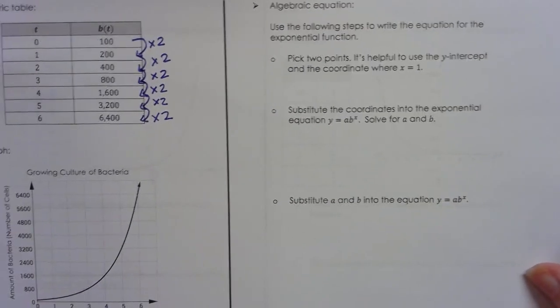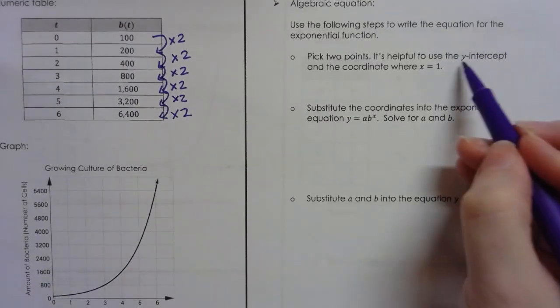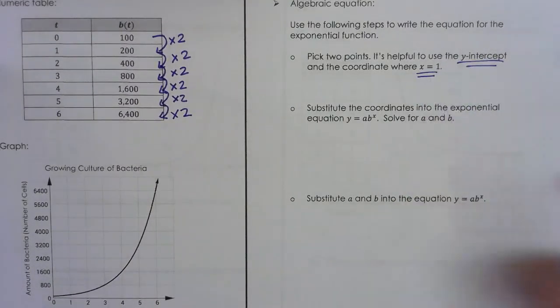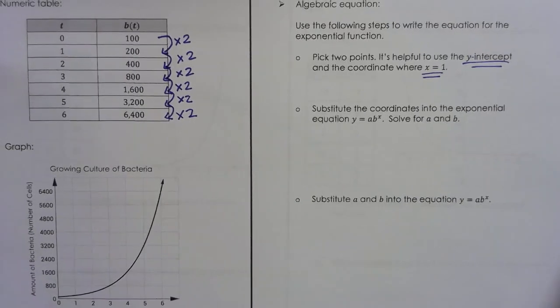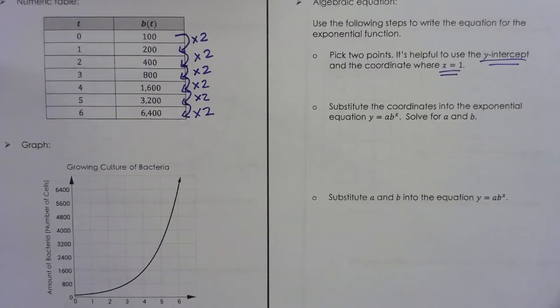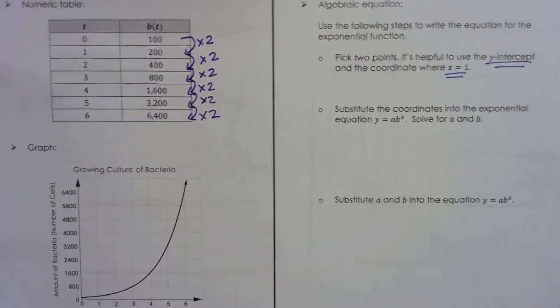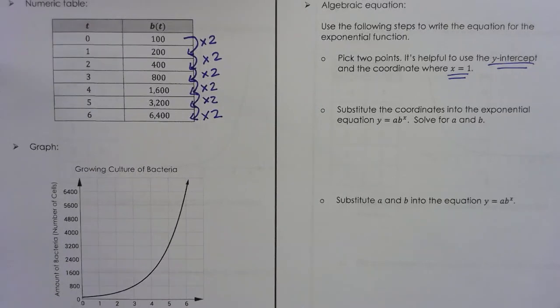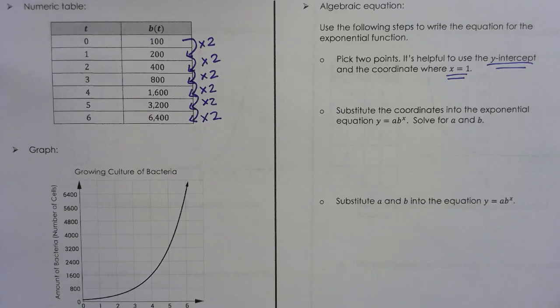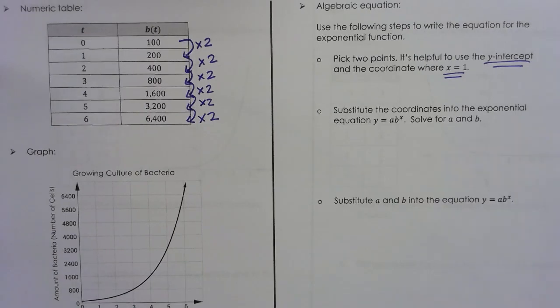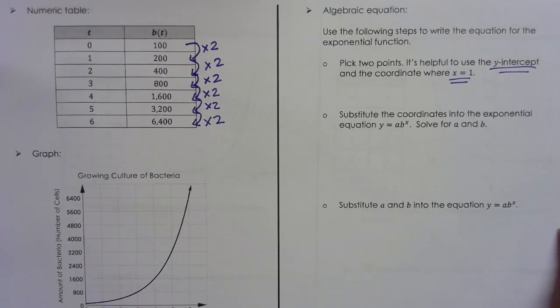So pick 2 points. It's helpful to use the y-intercept and the coordinate where x equals 1. Why do you think we might want to use the y-intercept and the coordinate where x equals 1? Tell a neighbor. You're right, they're little numbers, they're small, it's easier, because I said so, because it said so. Yeah, all those things.